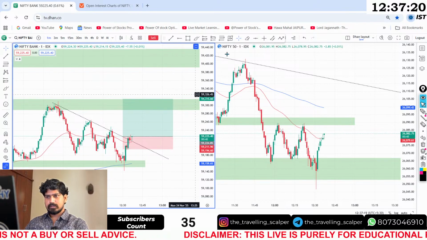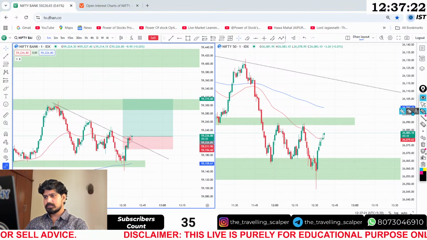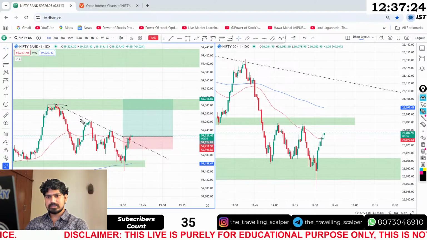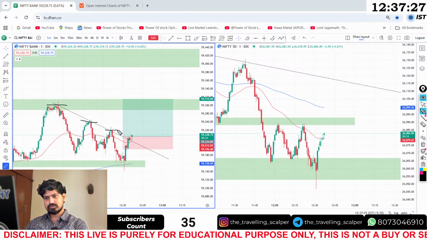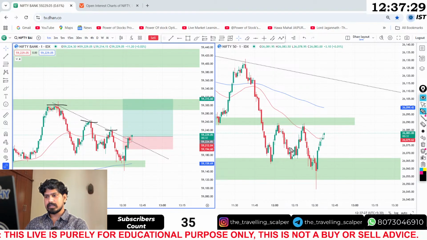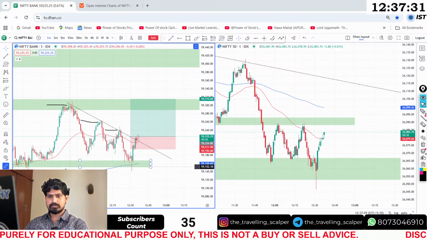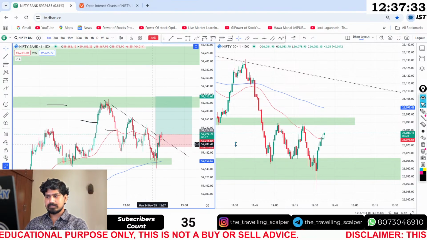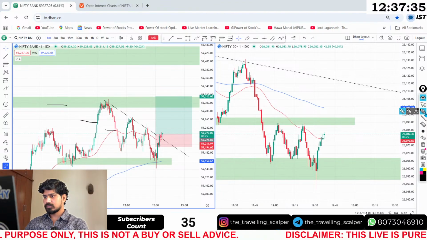So let's see. The logic behind this trade is very simple. You'll notice at this point there are sellers, at this point there are sellers, at this point also there are sellers. So multiple times the market took support. Where exactly, I'll show you. So you'll notice multiple times the market supported the under.